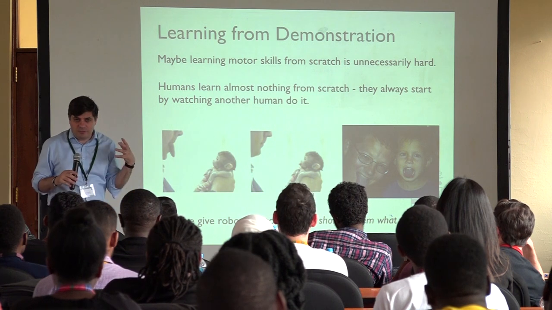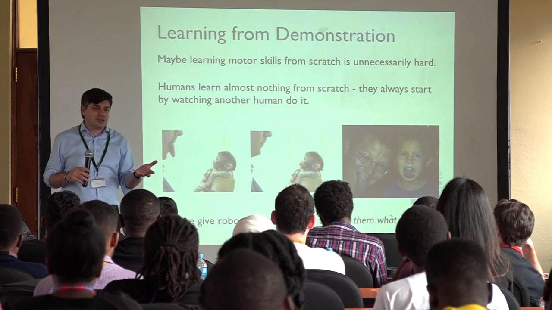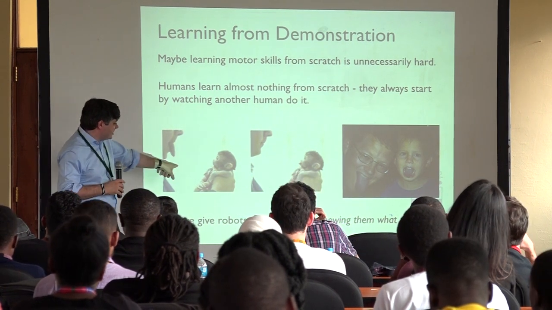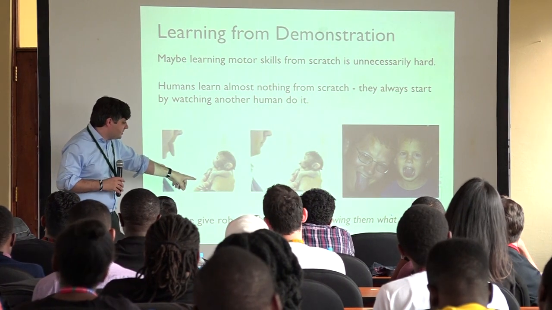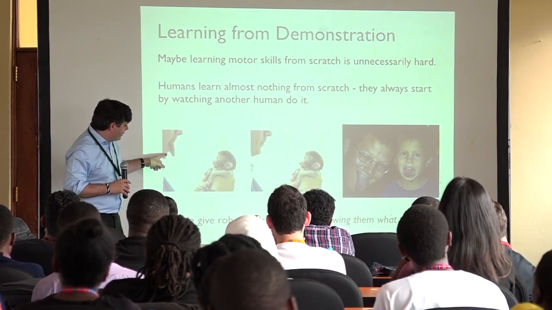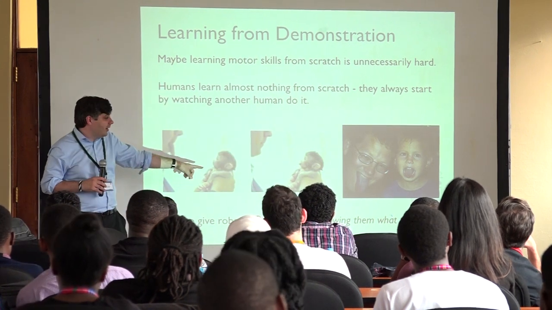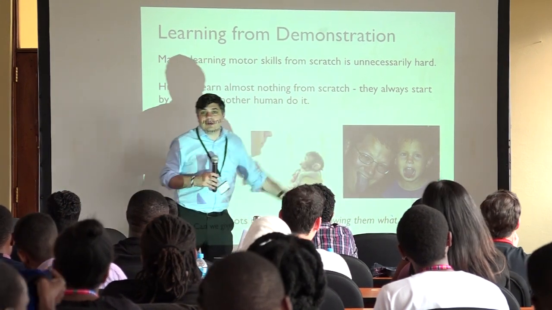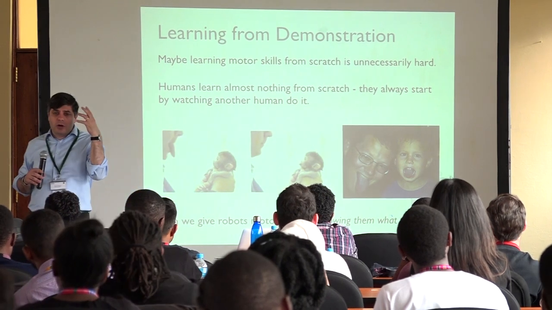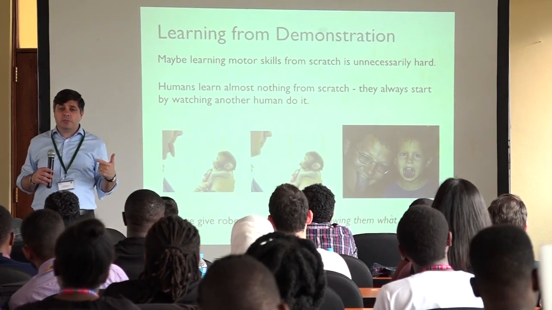And it turns out that humans have built-in hardware for copying other people's actions. Even some primates have it. I think this is a baby spider monkey. If someone sticks out their tongue, they'll stick it out back. Children do that too, right? So we actually have built-in hardware in our brains for imitating things that other people do.